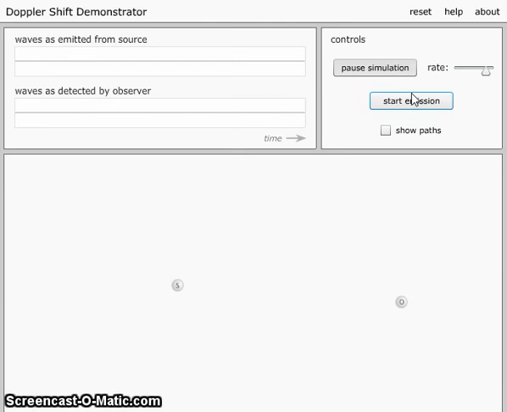If it's shifted towards the blue end of the spectrum a lot, then it's moving towards us quickly. Either that or we're moving towards it quickly. It really doesn't matter. Okay, so that's just a brief explanation of the Doppler effect.